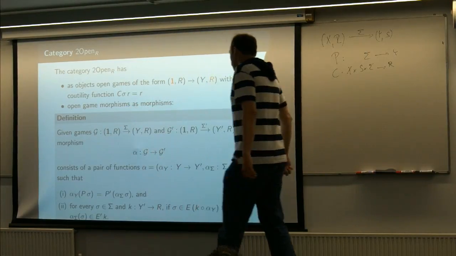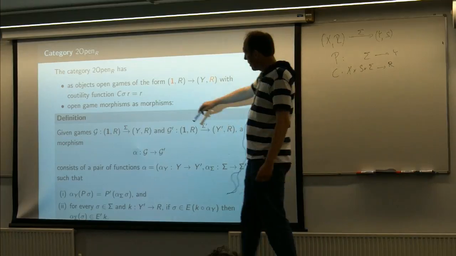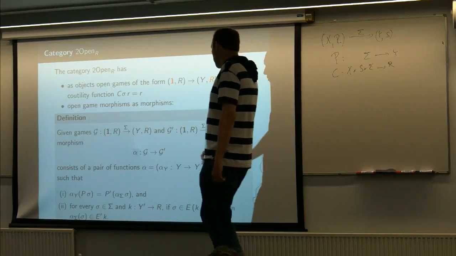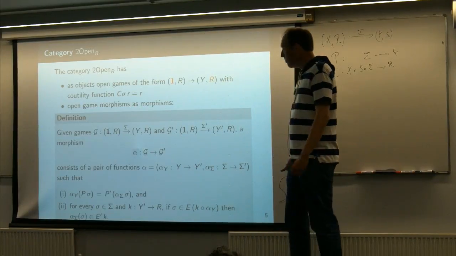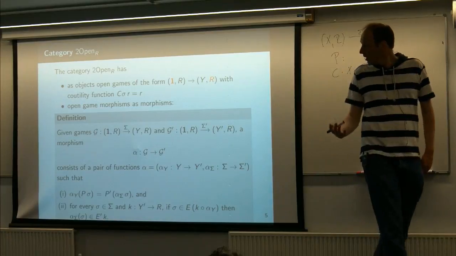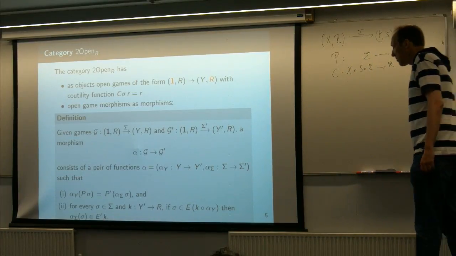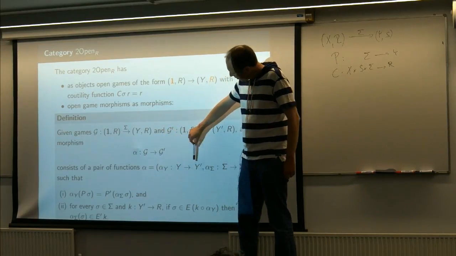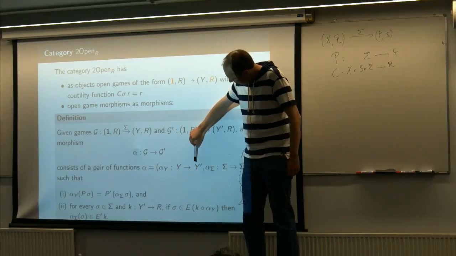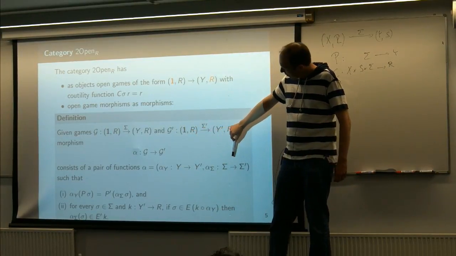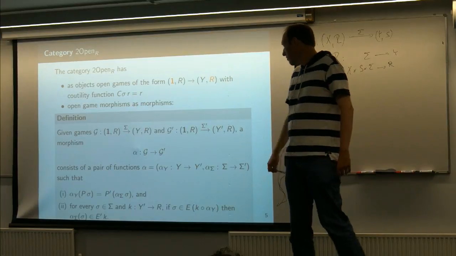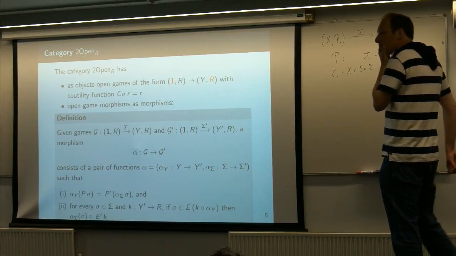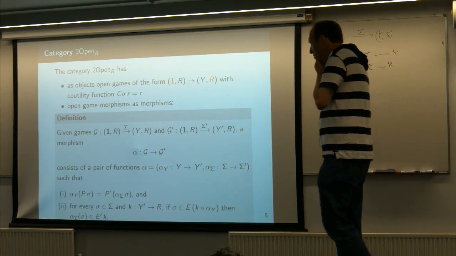Now, what are the morphisms between games? Suppose we have two open games written here. A morphism is a pair of functions. We have moves and we have strategies, and we have to link them up somehow. So we have a function from the moves of the one game to the other game, and a function from strategies of G to strategies of G prime. And then after a while, you realize what it should be.